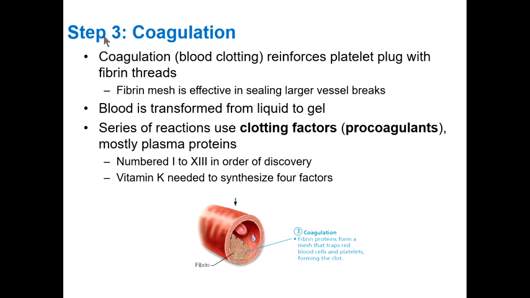In step number 3, the most complicated step, coagulation, we have fibrin proteins that form this mesh that traps the red blood cells and platelets to form the clot. So we already had the platelet plug, now we have this fibrin that is created during coagulation. We'll see how on the next slide that acts as this sealant, especially in larger breaks. So for that to happen, there's a series of reactions using clotting factors, proteins that exist in the blood. When something like this occurs, it's mostly plasma proteins. These factors are numbered 1 to 13 in Roman numerals, because there's 13 of them, just in the order they were discovered, not because that's the order they come into play. And we need vitamin K to synthesize these factors, but let's go ahead and look at this process.